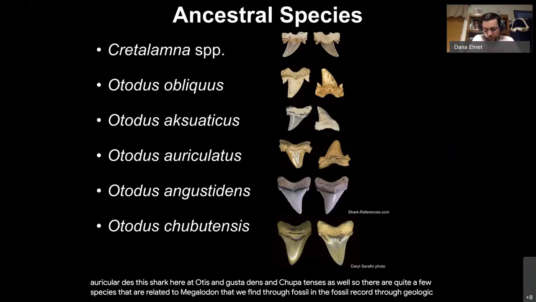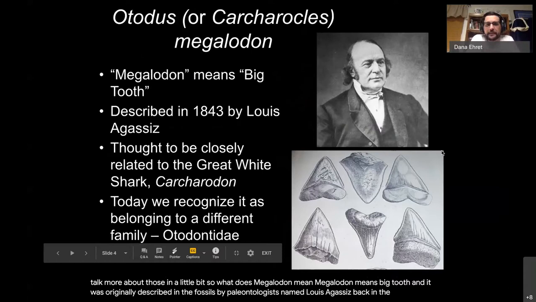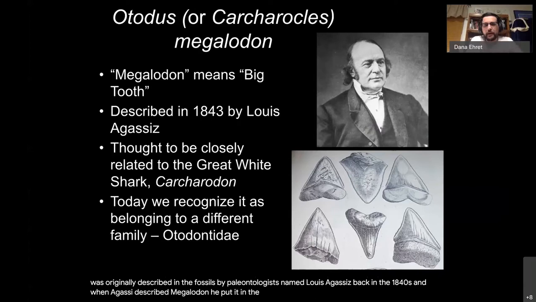So what does megalodon mean? Megalodon means big tooth. And it was originally described in the fossils by a paleontologist named Louis Agassiz back in the 1840s. And when Agassiz described megalodon, he put it in the same genus as the modern great white shark, Carcharodon. Today, we know, however, that megalodon was in a different family from the modern great whites. And he put them in the same family just because they looked similar to each other. They look like one another, and they're both big triangular teeth, right?